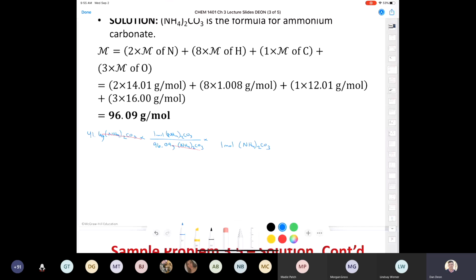since this is ionic, I'm going to have Avogadro's number of formula units. So we're going to put 6.022 times 10 to the 23rd formula units of ammonium carbonate.